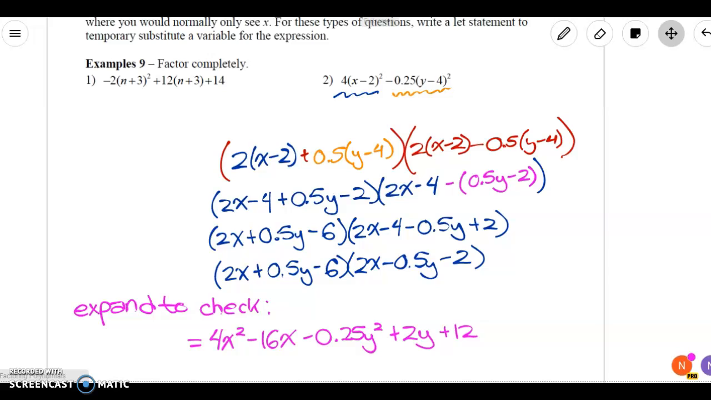Anyways, the important thing to take away from this is 1, be able to recognize that difference of squares, 2, either use substitution or just recognize the binomial in its brackets as one variable, factor what you can, combine any like terms, and there you go.